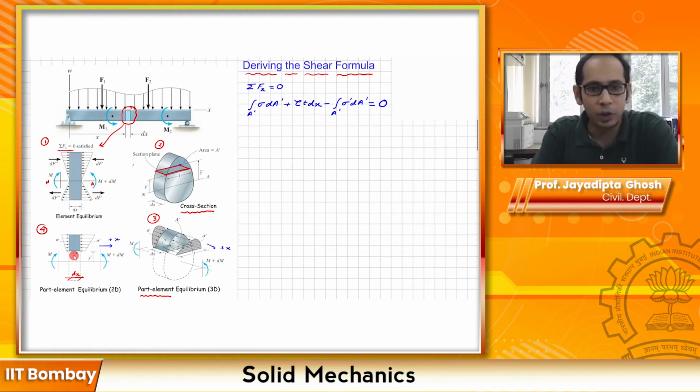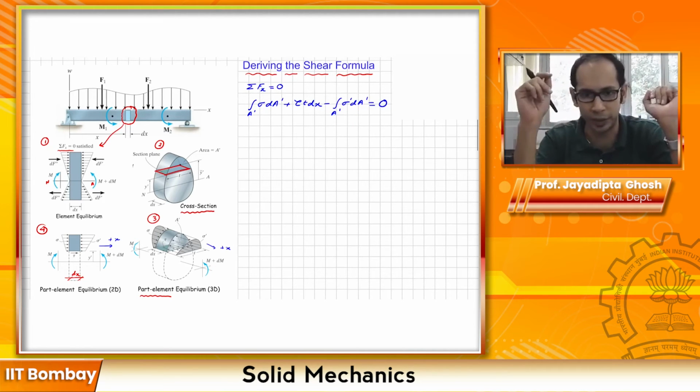Tau is also acting along the same direction, and what is the force due to tau? Remember, this tau is acting over this dx, and the thickness of this particular element is this t over here. How to get force from stress? It is stress times the area. So the area of this section plane is t times dx. So tau times t dx minus the force which is acting on the right hand face, that is the integral of sigma prime dA prime over A prime with a negative sign. This whole thing is in equilibrium, so it must equate to 0.